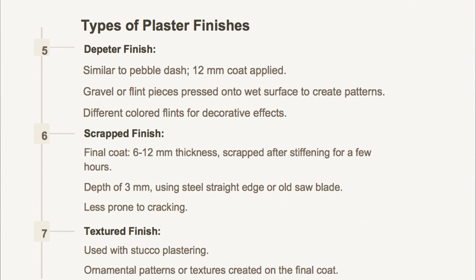Again, if you prefer a more decorative approach, the scrap finish might be of your choice. After applying a 6 to 12 mm thick final coat, the surface is scraped in patterns to a depth of 3 mm once it is stiffened. This technique, using tools like steel straight edges or old saw blades, not only adds texture but also reduces the likelihood of cracks. Lastly, there is a textured finish used with stucco plastering.